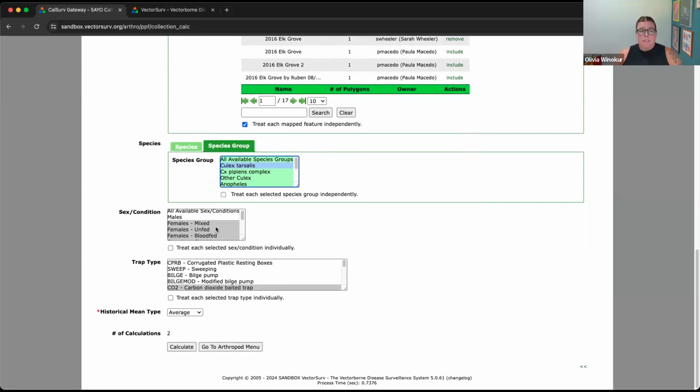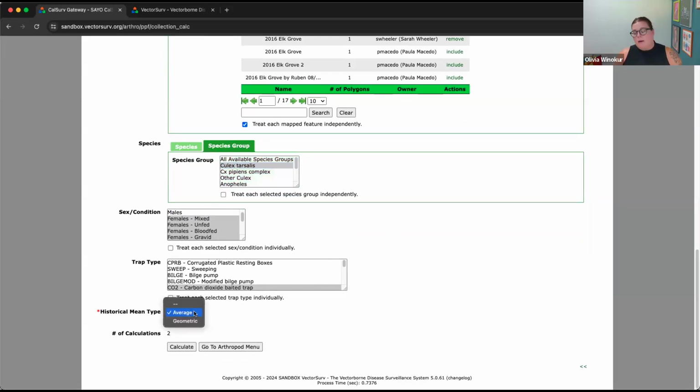The default sex and condition that's chosen is all of the females. Females mixed, unfed, blood-fed, gravid. I usually leave that alone, but you may have a reason to select something differently there. You can play around. And then also trap type. You can select multiple, one, whatever your agency uses.